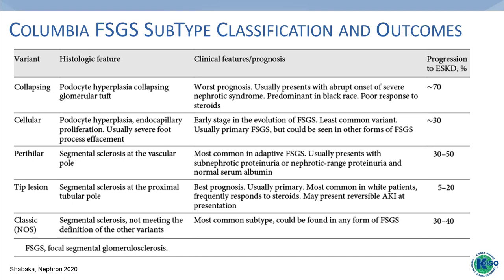Clinically, patients can present with abrupt onset of severe nephrotic syndrome. And for reasons that still require research, it does seem to be predominant in people of recent African ancestry. We'll talk a little bit about APOL1 risk alleles, which may drive some of this.